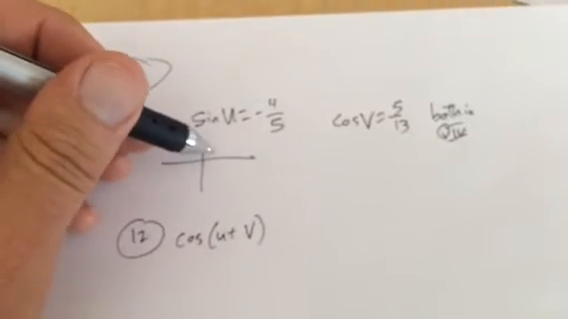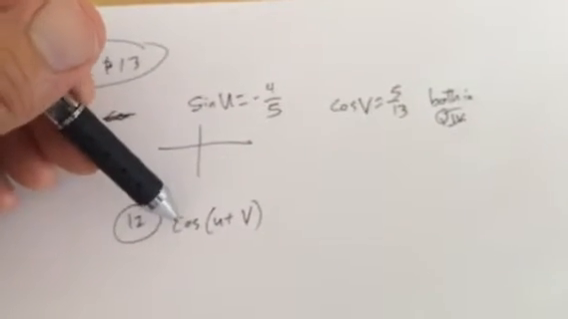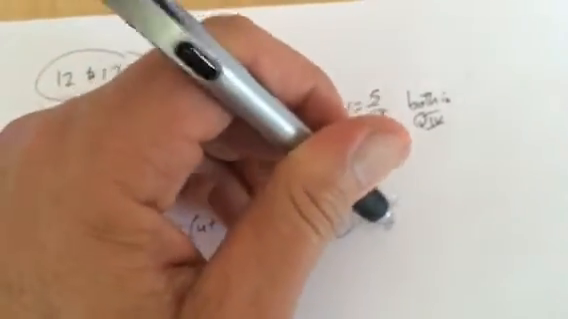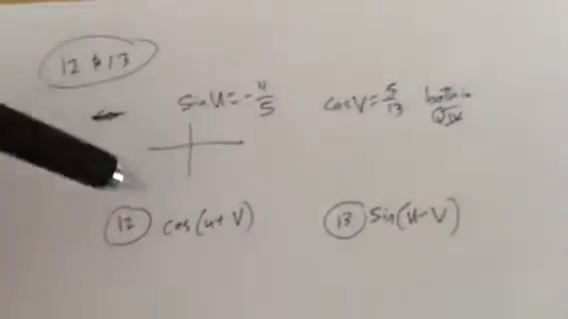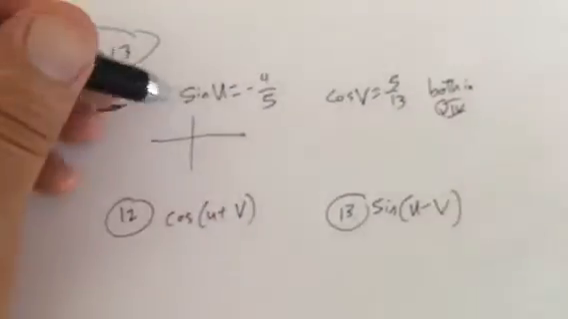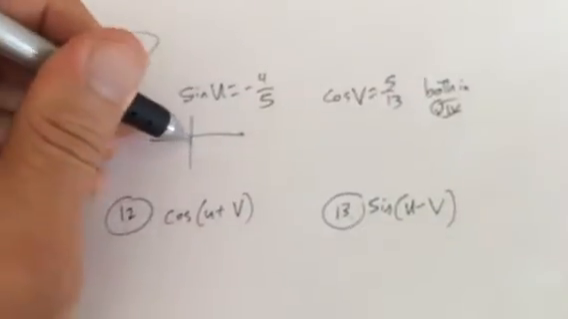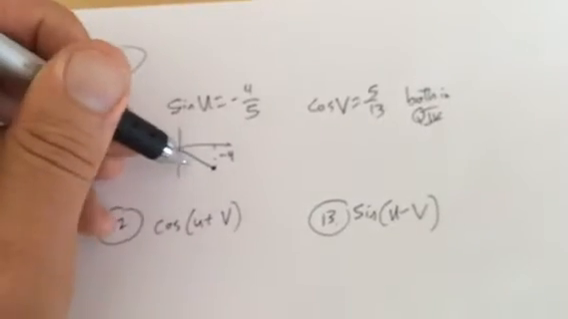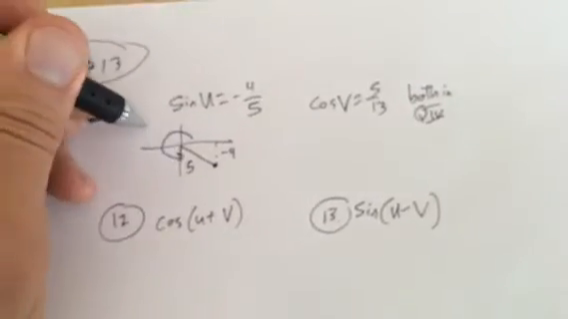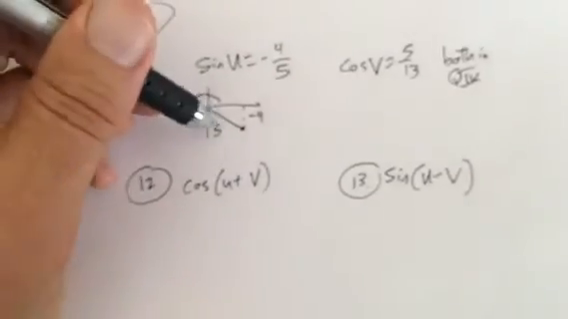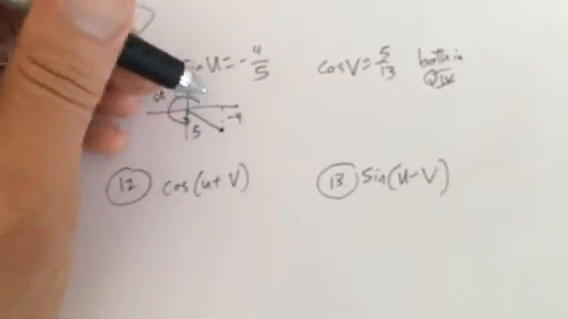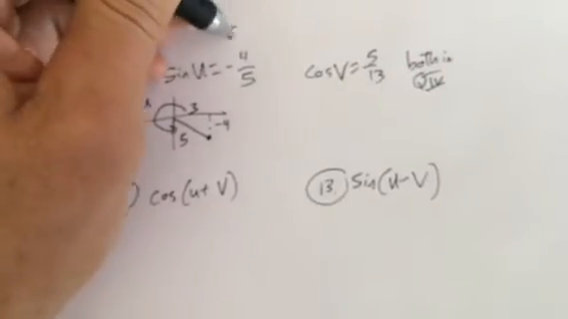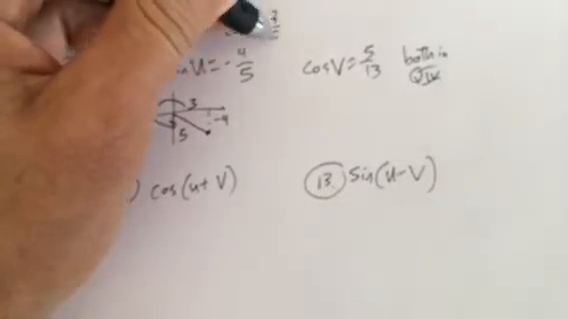I'm going to need sine and cosine to figure out both of these values, cosine of u plus v and sine of u minus v. I know sine of this, I know cosine of that. If it terminates in quadrant 4, it's going to be here. Sine's negative, which it should be if it terminates here. This is angle u. I can use Pythagorean theorem or just know that it's a 3, 4, 5. So x is going to be positive 3.